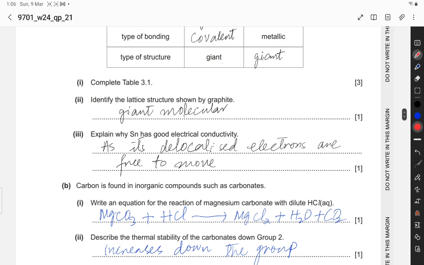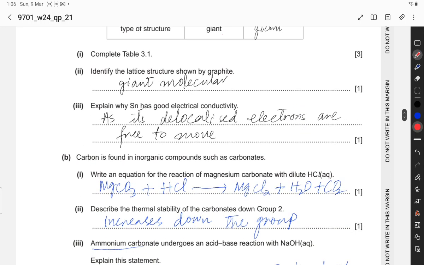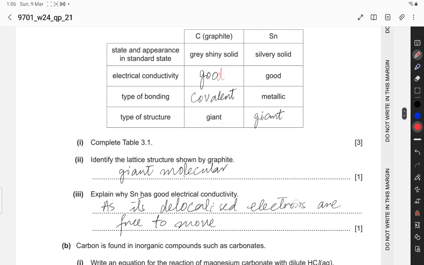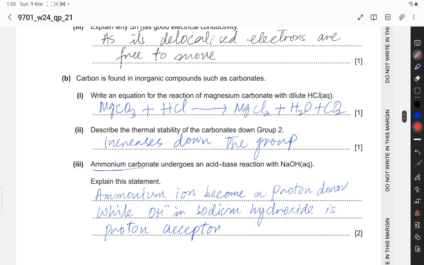Similarly, tin has good electrical conductivity as its delocalized electrons are free to move, because in a metallic lattice there are free delocalized valence shell electrons which are free to move. So all metals conduct electricity due to free delocalized valence electrons. Carbon is found in magnesium in an organic compound such as carbonates.